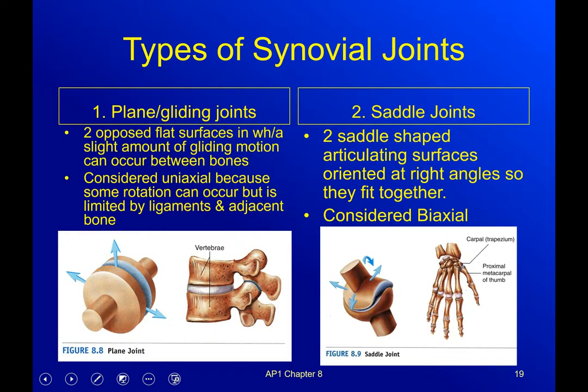So plane or gliding joints, you have 2 opposed flat surfaces with a slight amount of gliding motion that can occur between the bones. It's considered uniaxial because some rotation can occur, but it's limited by the ligaments and adjacent bone.